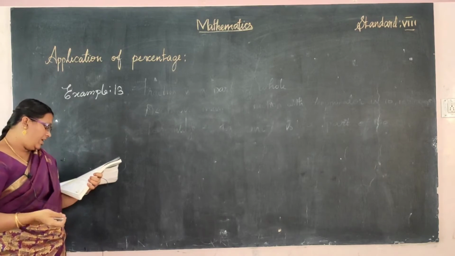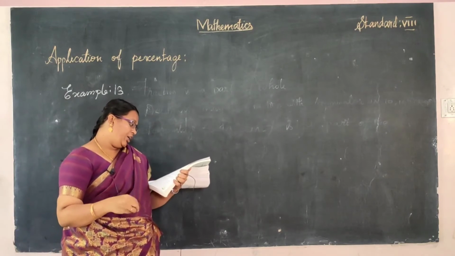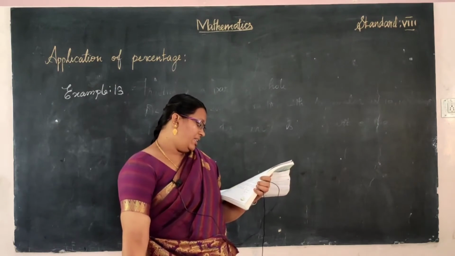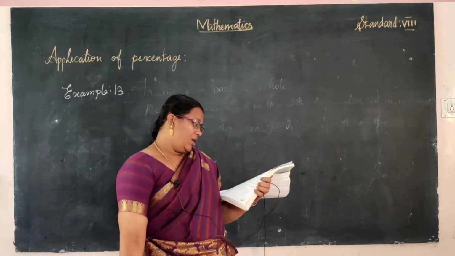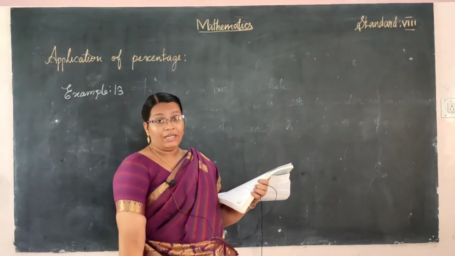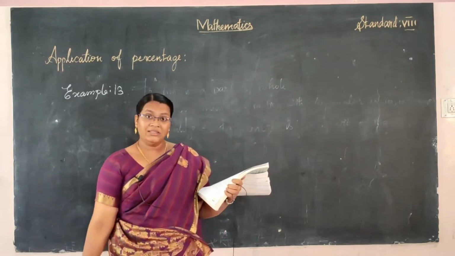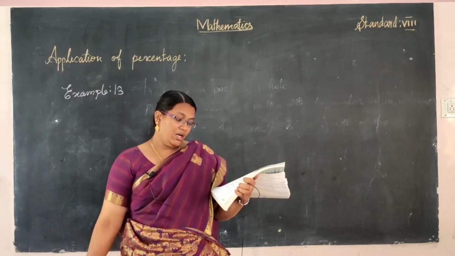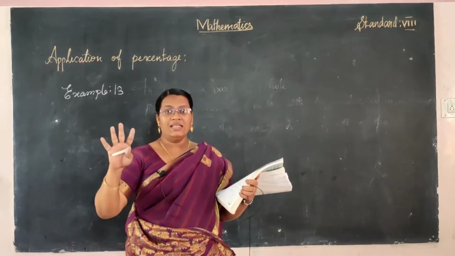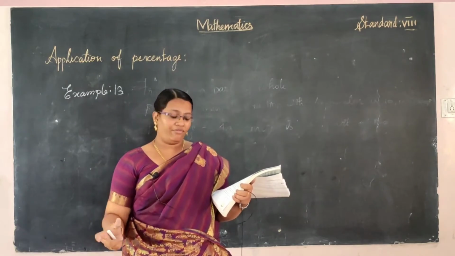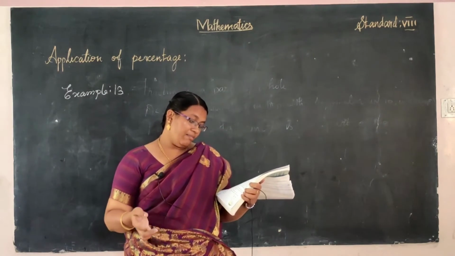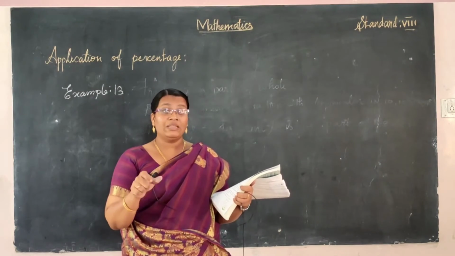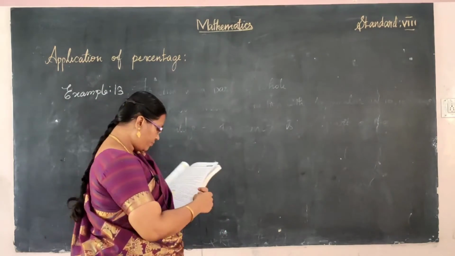In an examination, Rohit secured 82% marks. If the maximum marks are 750, find the marks secured by him. So Rohit secured 82% marks, and the total marks are 750. Find the marks secured by him. So the percentage is given, you have to find out the marks.